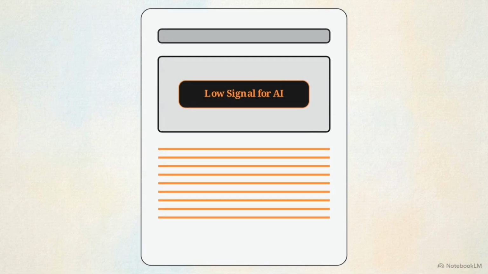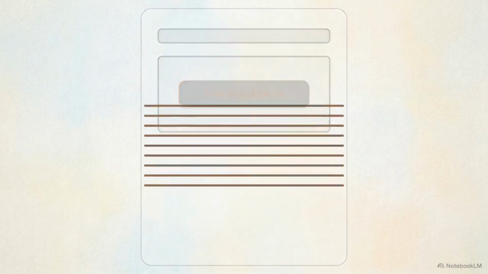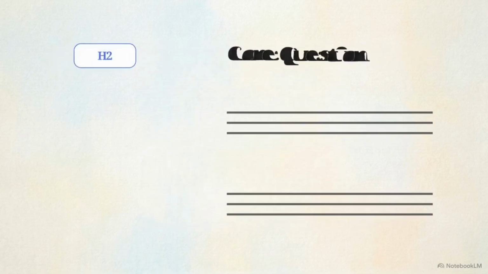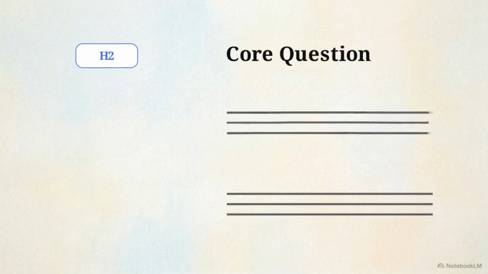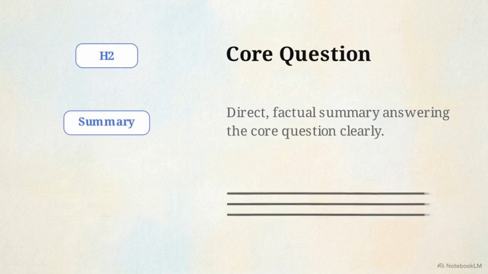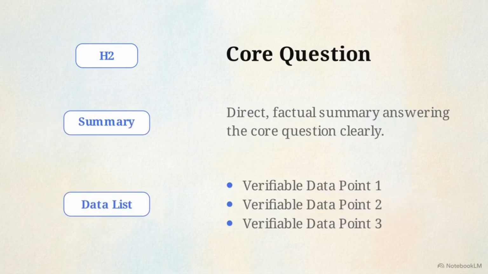Look at this wireframe showing a standard blog post. A dense wall of text like this doesn't give a generative AI the clear, isolated signals it needs to pull a direct quote. We need to break that paragraph apart, separating the core question from your factual answers. Reformat those pieces. Start with a clear H2 heading, follow it with a short factual summary, and then use a bulleted list for your specific data points.